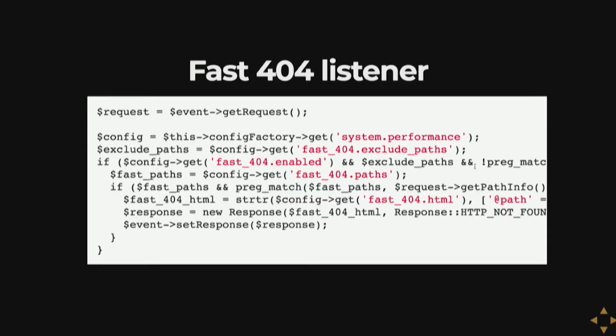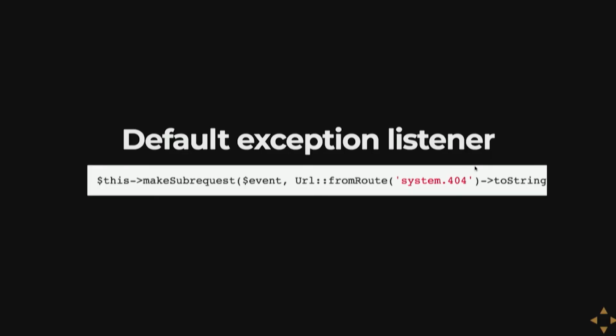And again, this is all done through listening to events. So we have this fast 404 subscriber. It basically says, is fast 404 enabled? Does this request match on this path? If it does, here's just a quick string of HTML, and I'm going to set the response and give it back to you. Whereas the default exception listener is basically going to say, okay, I've got a 404, and I know I've got a 404 page in Drupal. I'm going to do a sub request, so I'm going to request that page, get the HTML from the page I'm requesting, and then set that as the response for this other page.